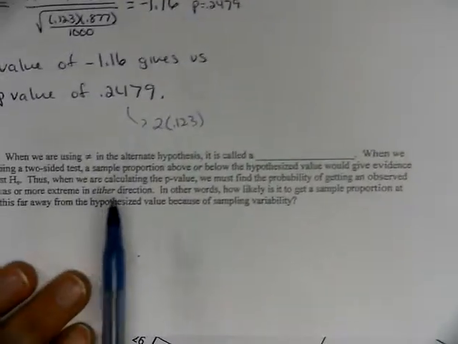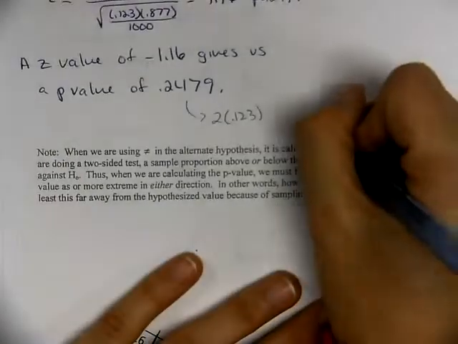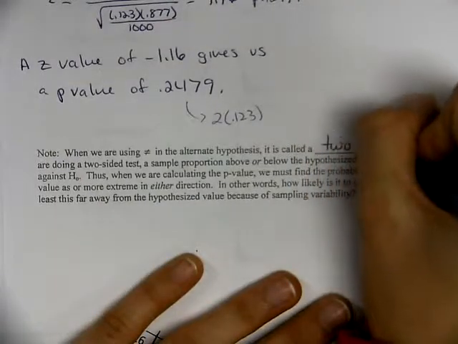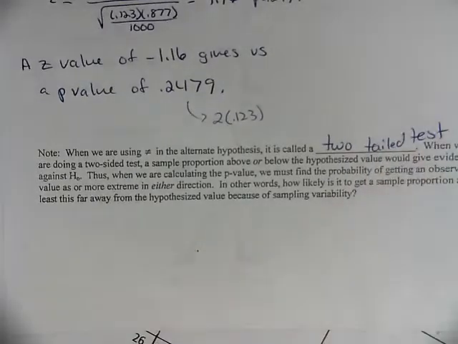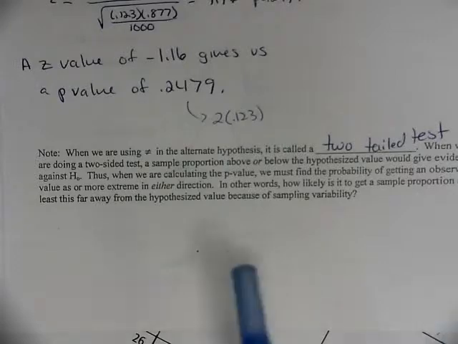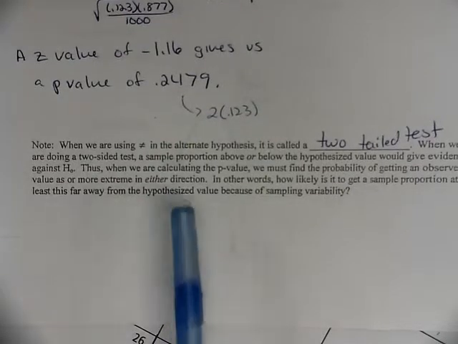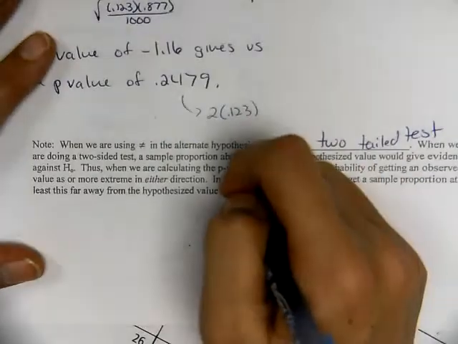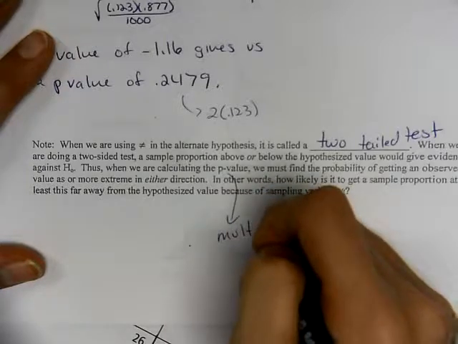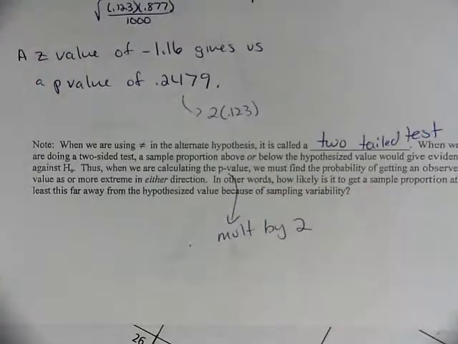So when you're using the not equal to, just make sure you realize this is called a two-tailed test. When we're doing a two-sided test, a sample proportion above or below would give evidence against the null hypothesis. So when we calculate the p-value, we find the probability of getting the observed value in either direction. So we always take your normal p-value and you multiply it by 2. Okay, if I were to go from a two-tailed test to a one-tailed test, I would cut my p-value in half. Not that I would really ask you to do that, but.